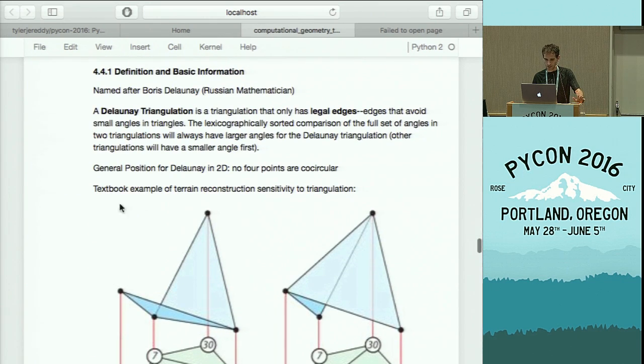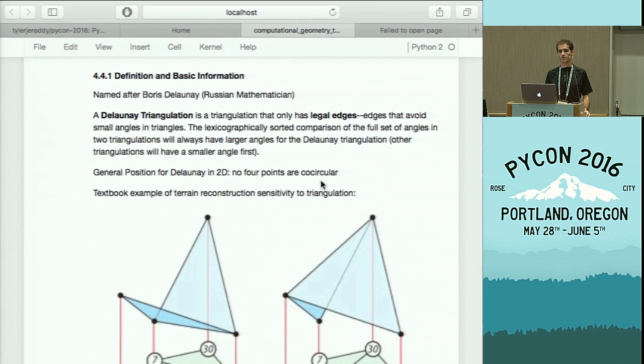I should mention general position. You can't have 4 co-circular points. This is a requirement of the input data, so you do have to filter for that, because that will cause problems.